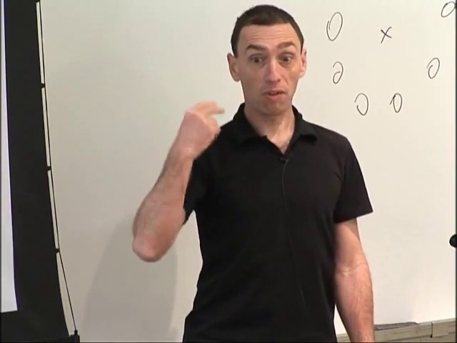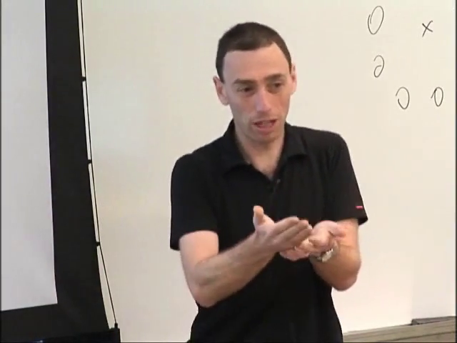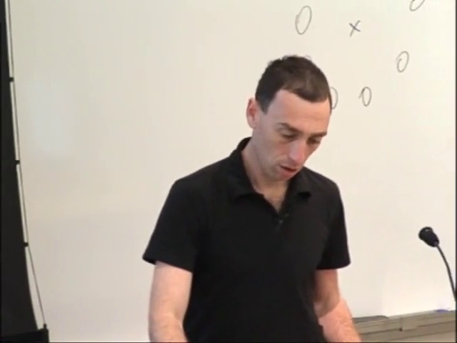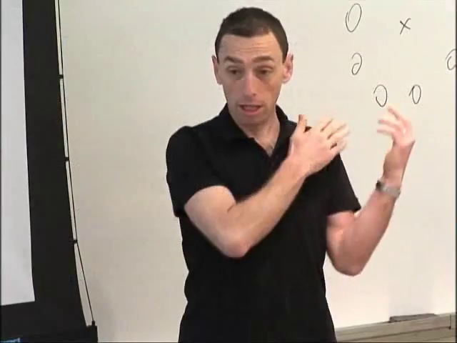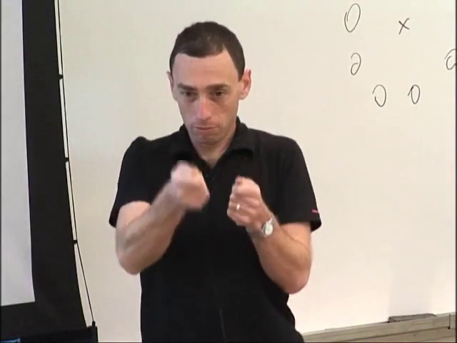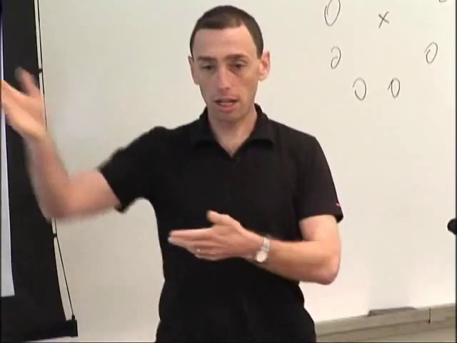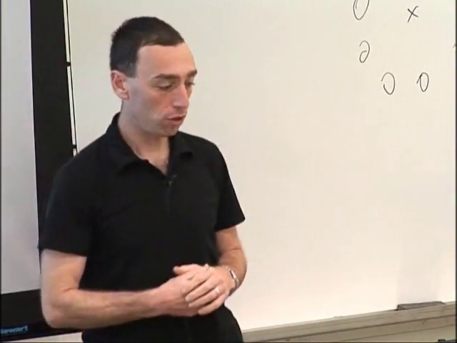So a depth of half is kind of the best we can hope for in any realistic setting. And the question would be, how close to half can we get? I will not go over all the details here, but we can see that the Tukey depth that we discussed before is actually a special case of this definition. When we treat the hypothesis class as linear classifiers, the Tukey depth becomes a special case of this definition.